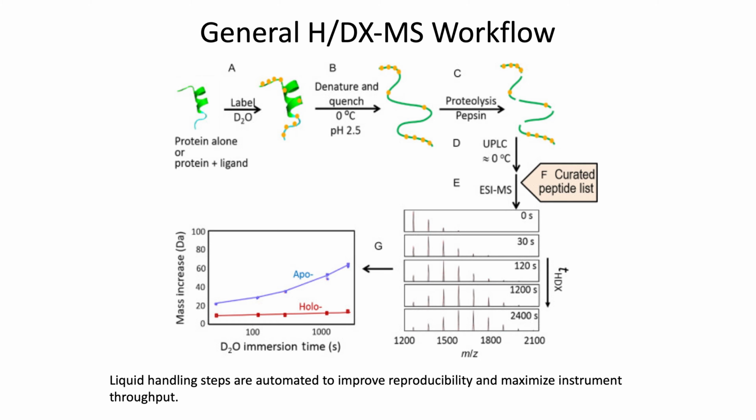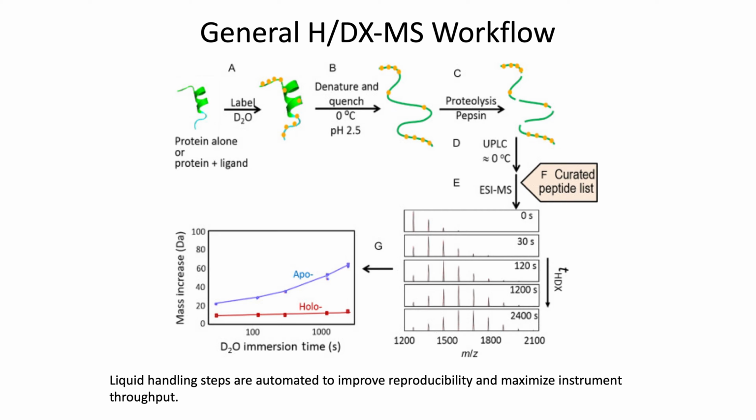A general HDX mass spec workflow would begin with a protein alone or a protein plus a ligand. This is then incubated in D2O for a labeling period during which accessible protons will exchange to deuterium. Next is a very critical denaturation and quenching step at which the protein is kept at 0 degrees and an acidic low pH around 2.5. These steps are critical to maintain the deuterium that's on the protein and not allow back exchange to a proton.